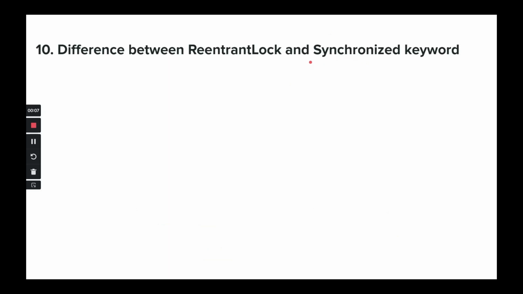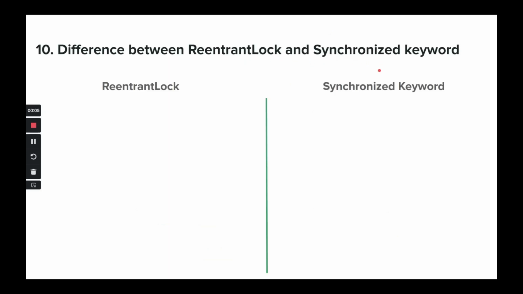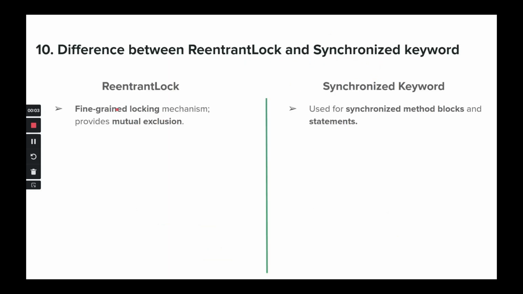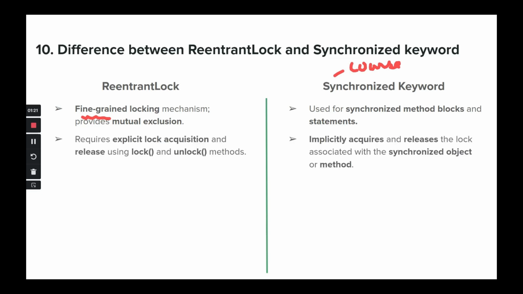Now talking about the difference between ReentrantLock and the synchronized keyword. ReentrantLock is giving you more fine-grained locking. As we can see, there are so many different layers of functionality, which is why it is able to give fine-grained locking. But the synchronized keyword is very much coarse-grained. It doesn't have so many layers and specifications and features that we have already seen in case of ReentrantLock. Explicit lock acquisition: do we have anything in case of the synchronized keyword?